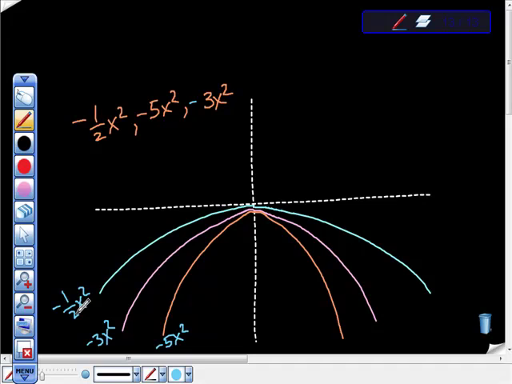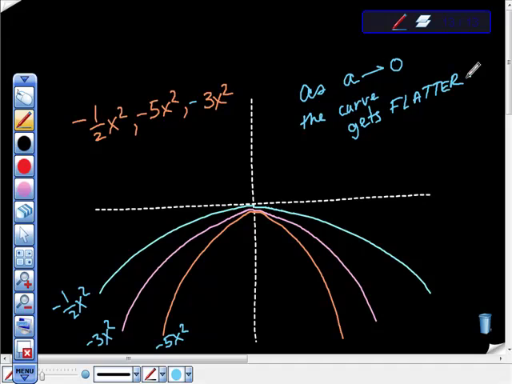Yes. So as a approaches 0, the curve gets flatter. If you don't want to use flatter, you can use less steep. Or if you want to say, instead, as a moves away from 0, the curve gets steeper. But it's true on both sides.